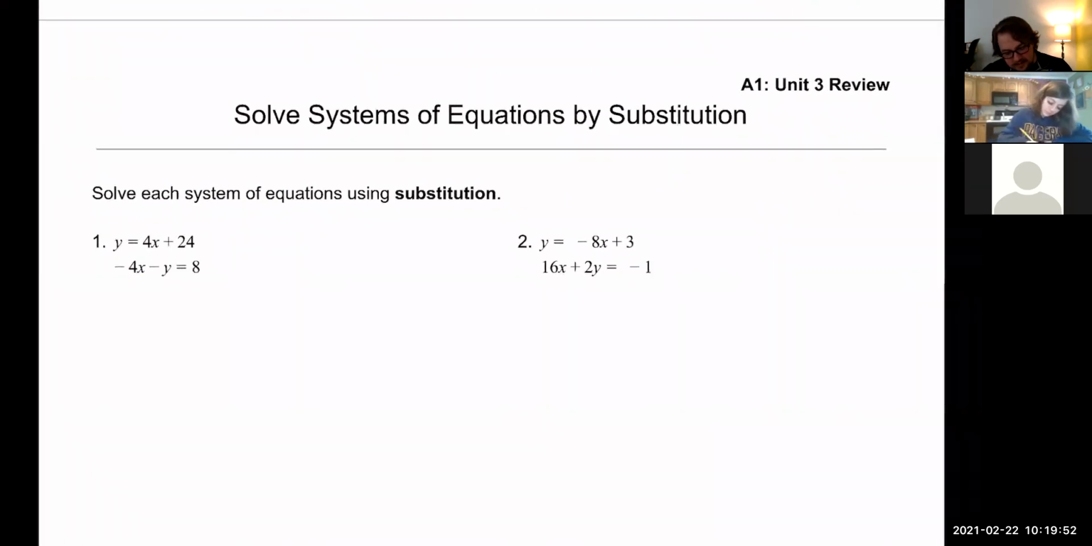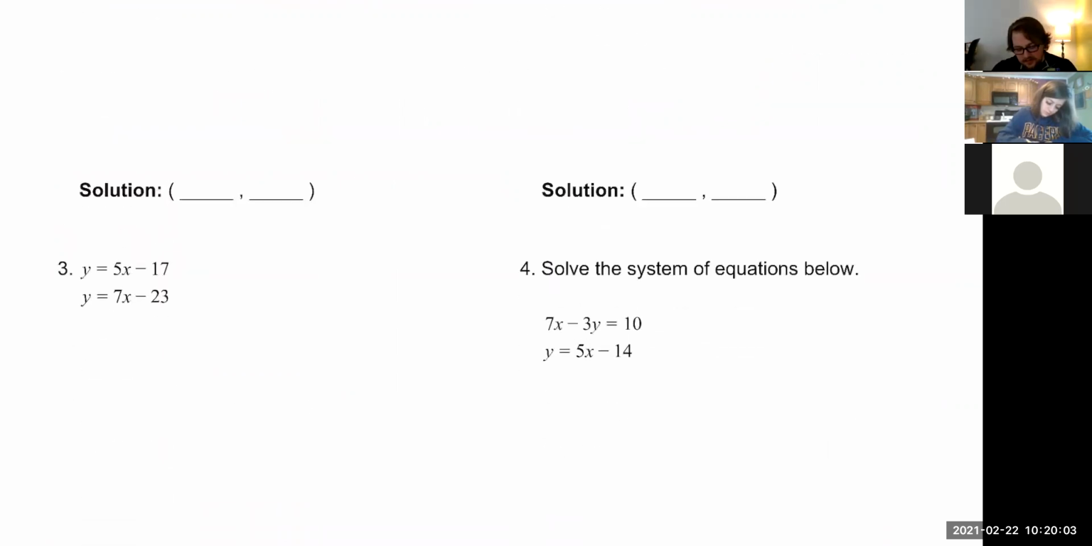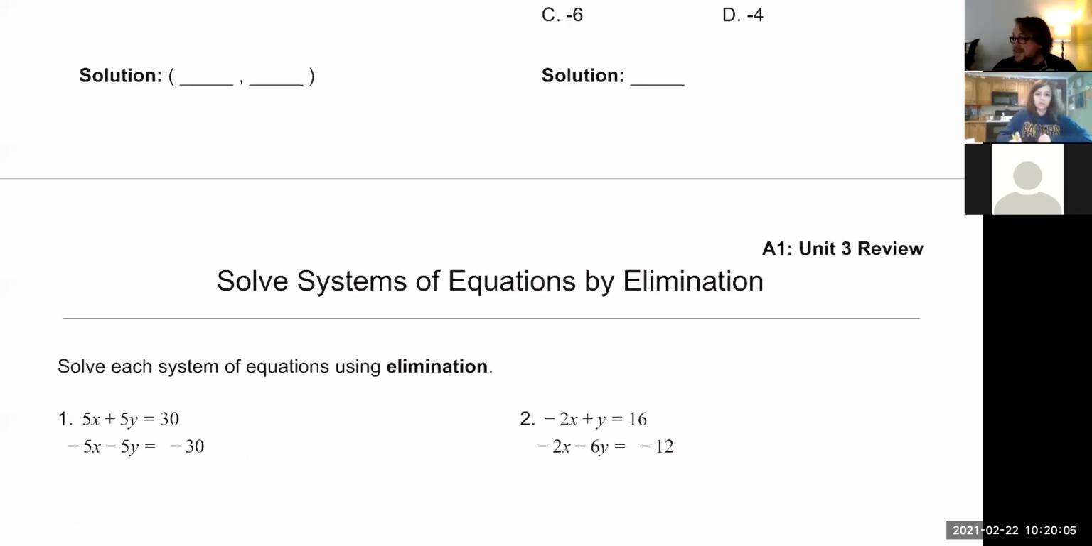Now, going to the next page, we're going to continue to solve our systems of equations, but now we're going to introduce our other two methods, next of which is substitution, which, if you'll see here, is then followed shortly by elimination.